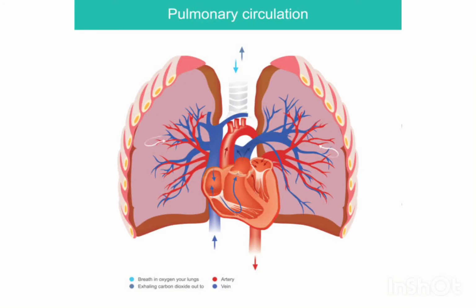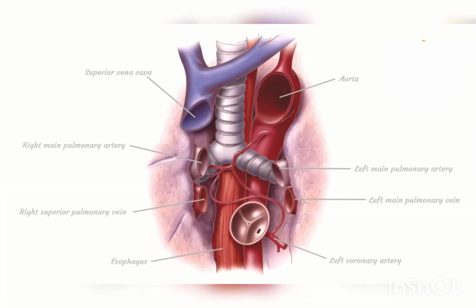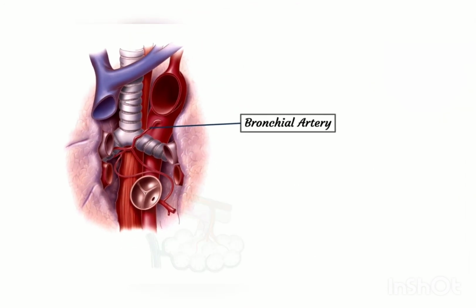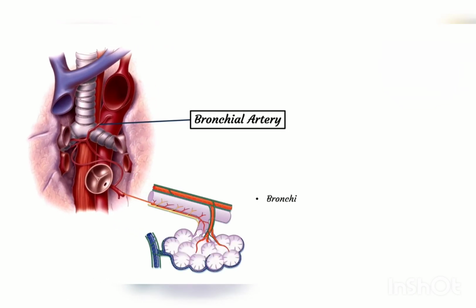Now, it is important to remember that pulmonary circulation is not the route through which the lungs get their blood supply in order to thrive. The lungs receive blood from the heart via the bronchial arteries. The bronchial artery arises from the descending thoracic aorta. It supplies arterial blood to the bronchi, connective tissues, and other structures of the lung stroma, visceral pleura, and pulmonary lymph nodes.